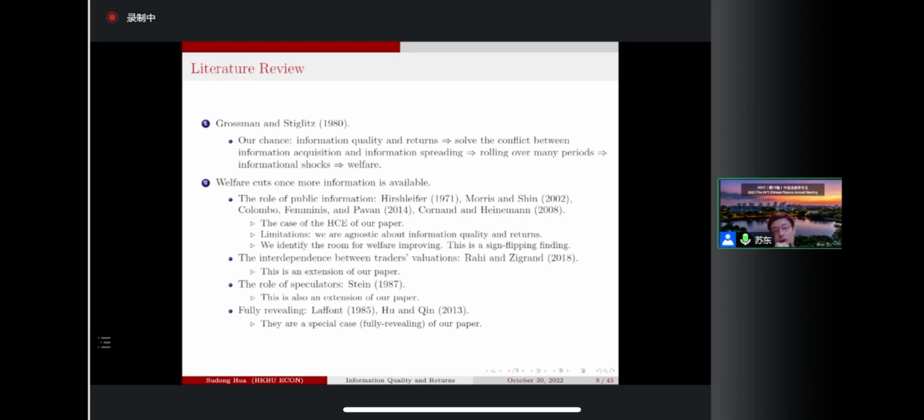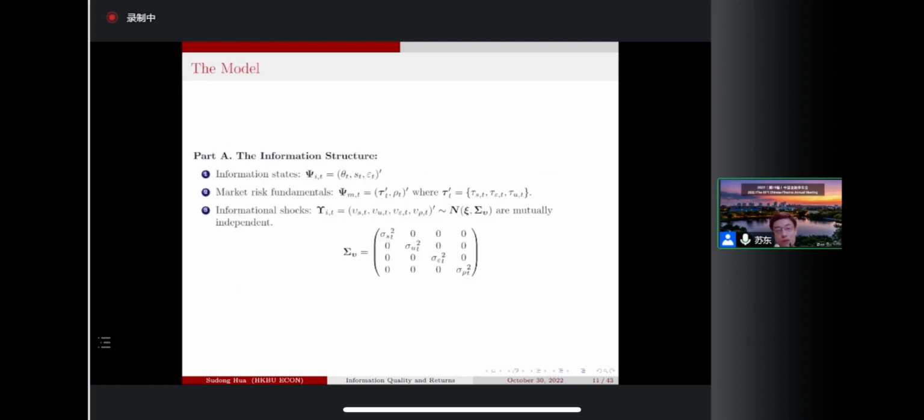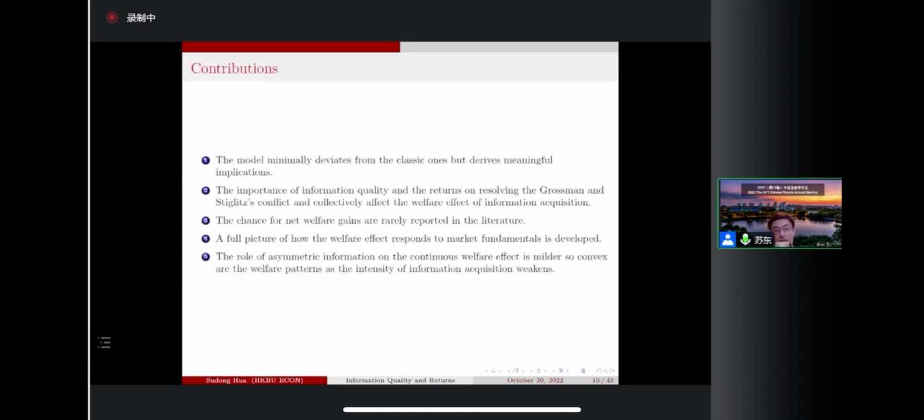I follow Grossman-Stiglitz 1980 very much. It leaves some room for me for this research. And I must skip the literature review part because time is limited. So I'll go over the model very fast, but before that, I was emphasizing the contributions of this paper. The model minimally deviates from the classic models, but has some meaningful implications, I think. And the importance of information quality and returns is important in resolving the Grossman-Stiglitz conflict. The conflict is between information acquisition and information spreading.